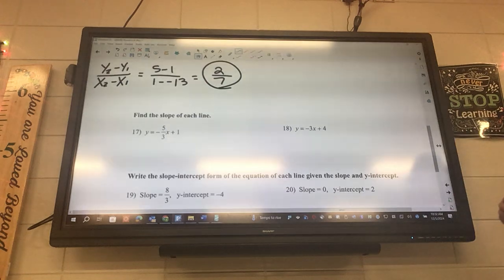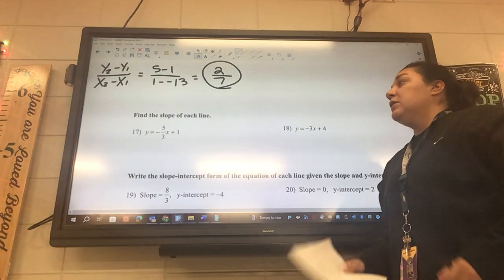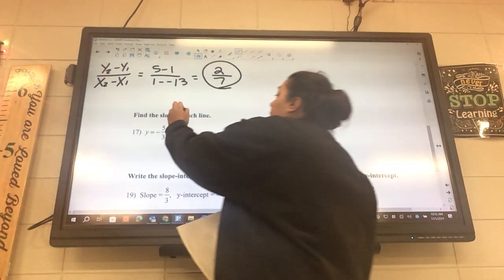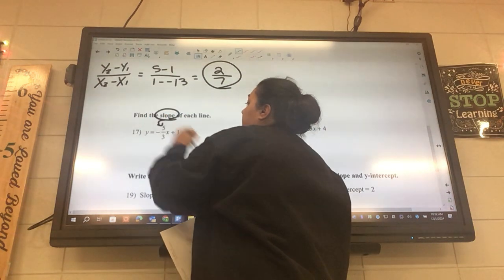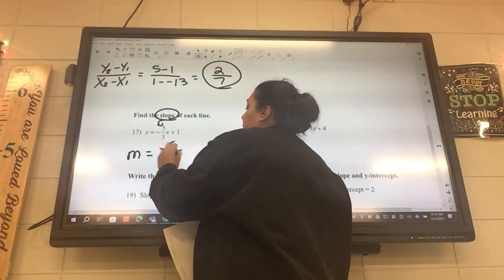Okay, 17 says find the slope of the line. Which one is the slope? Negative 5 over 3. So the slope is always the number that's here next to the x. So we're going to say m equals negative 5 over 3.